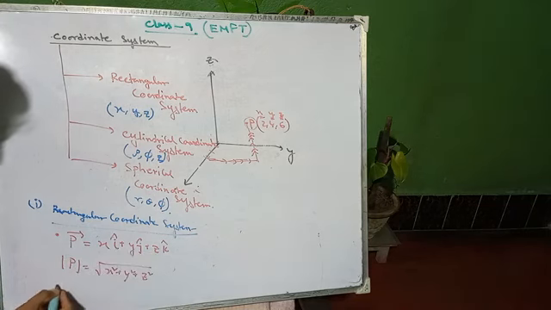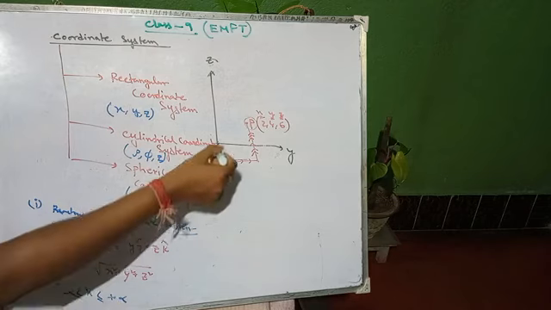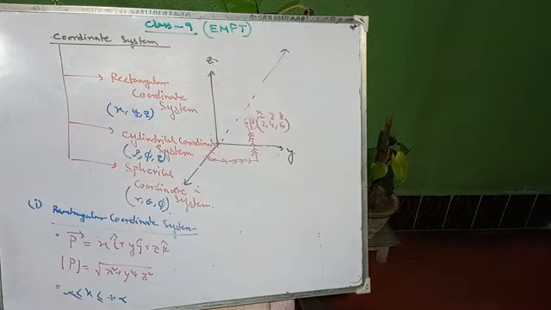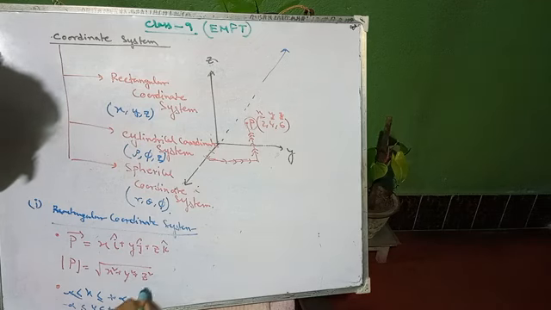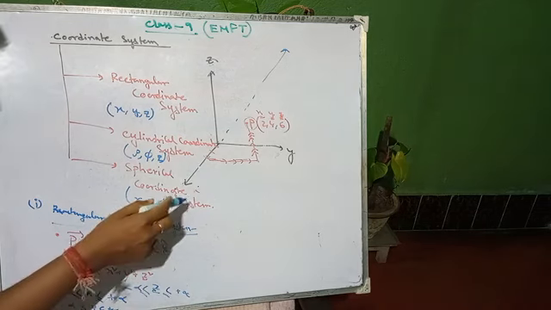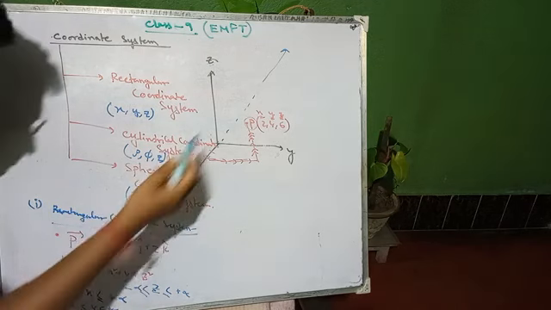Okay, and next is the range. What is the range? So range means what? So x varies from where to where? x varies from minus infinity to plus infinity, right? So here x will be plus infinity, and here x will be up to minus infinity. Okay, and then similarly y also varies from minus infinity to plus infinity, and similarly z also varies from minus infinity to plus infinity. Okay, so all of these axes vary from minus infinity to plus infinity distance.